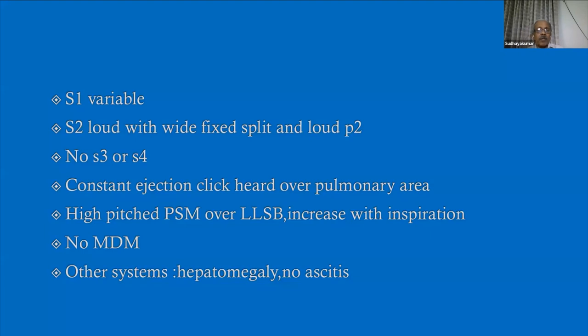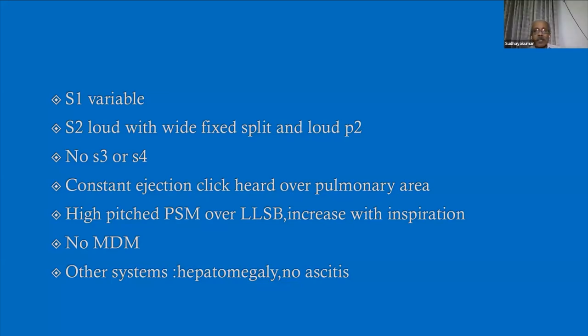Regarding the wide fixed split, don't jump to a diagnosis of ASD, because in any patient with severe right heart failure, I usually ask the question, what are the mechanisms by which you will explain the wide fixed split in this case? It could be due to ASD, that's one, severe right ventricular failure, and maybe associated right bundle branch block, we don't know. What is the other factor which can influence the second sound split? I would say tricuspid regurgitation, which can produce an early P2.